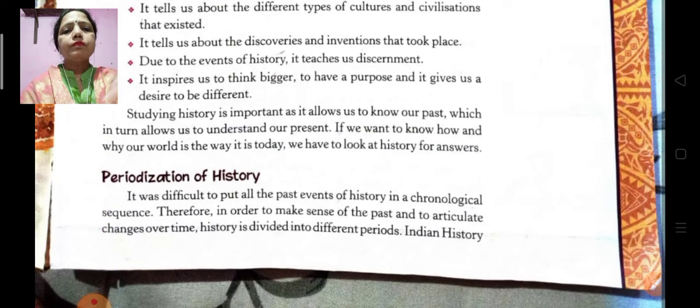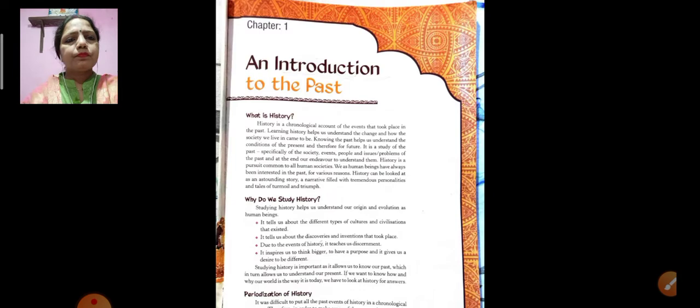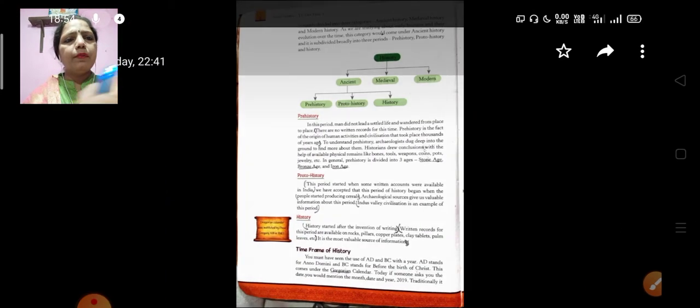Okay, so now this is the point: periodization of history. So what is the periodization of history? It was difficult to put all the past events of history in a chronological sequence. Therefore, in order to make sense of the past and to articulate changes over time, history is divided into different periods: Indian history, medieval history and world history. So we will learn one by one.